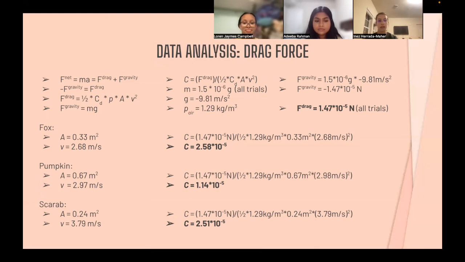The overall force was 1.47 times 10 to the negative 5th newtons, and the drag constant for the fox was 2.58 times 10 to the negative 5th. For the jack-o'-lantern, 1.14 times 10 to the negative 5th. And for the scarab, 2.51 times 10 to the negative 5th.